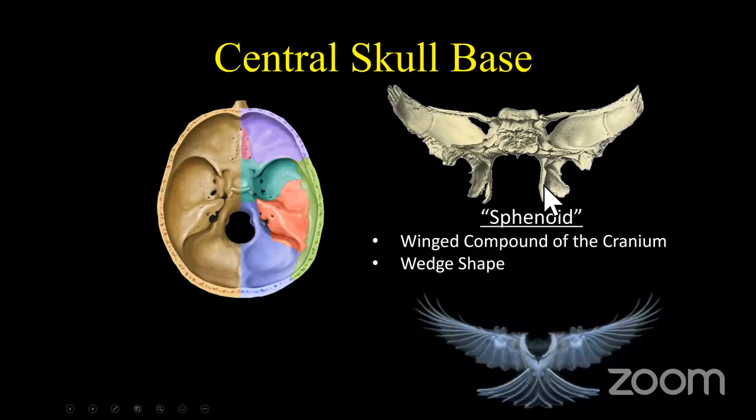Now, once you realize that you are looking at a bird, all of a sudden you can see the body of the sphenoid bone. And if the bird has to land, you can now see the feet of the sphenoid bone, which are the medial and the lateral pterygoid plate. Sorry about that. So there's our medial pterygoid plate and there's our lateral pterygoid plate.